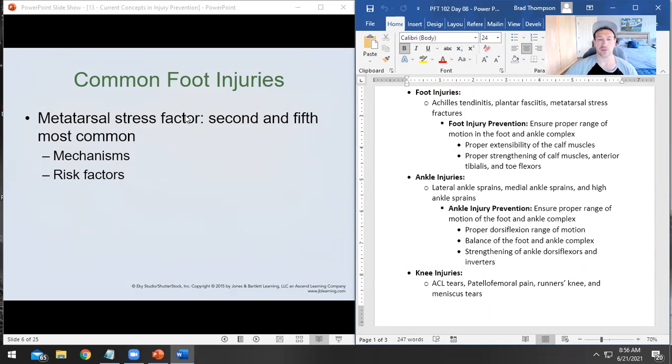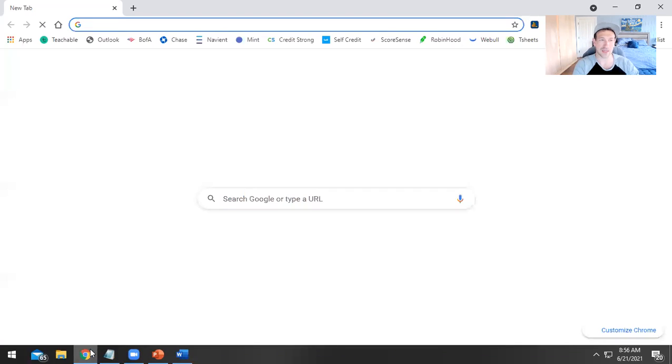And then metatarsal stress fractures are another one. If the foot is very, very rigid while your client is trying to run or do physical activity, box jumps, whatever, usually we'll see stress fractures in the second or the fifth metatarsal. And again, just a review of anatomy here.